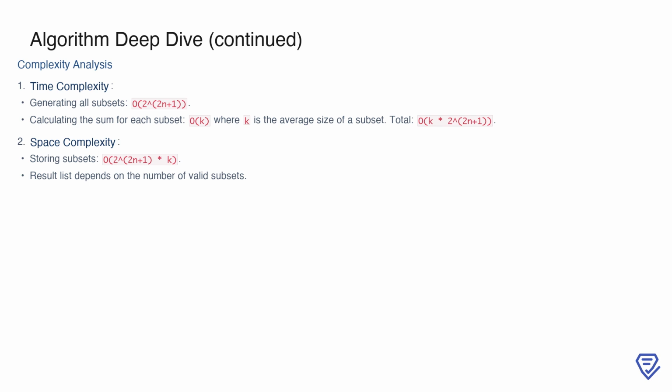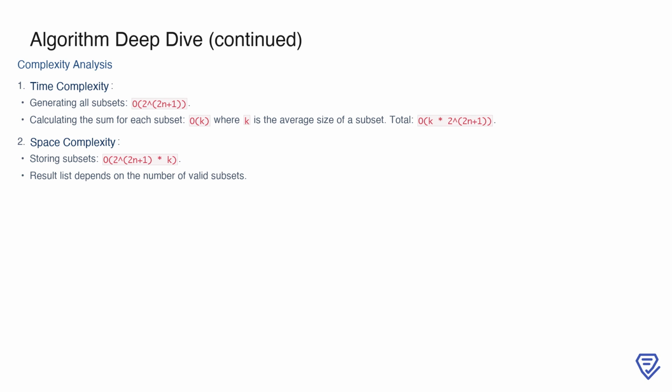The time complexity is dominated by the process of generating all subsets, which requires 2^(n+1) operations, as there are 2^(n+1) possible subsets. Additionally, calculating the sum for each subset involves iterating through its elements, which takes k time on average, where k is the average size of a subset. Therefore, the total time complexity is k*2^(n+1).